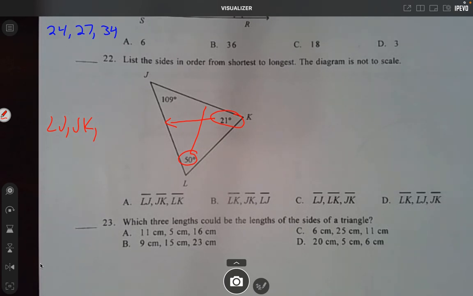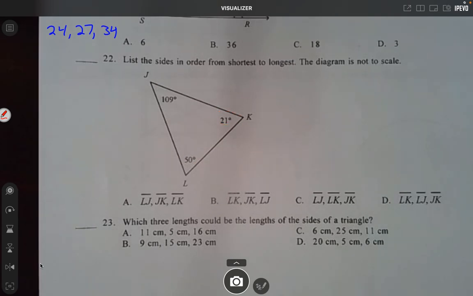And then what's the last side going to be? LK. That goes smallest to biggest, or shortest to longest, whatever. Okay? Does that make sense? Very much. Yeah? Okay, that's a good problem. All right, next one.